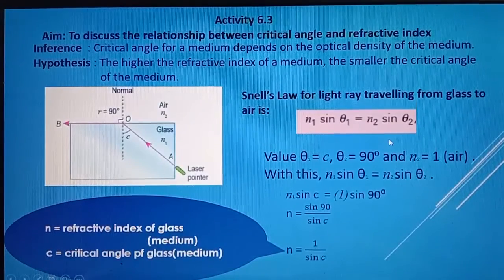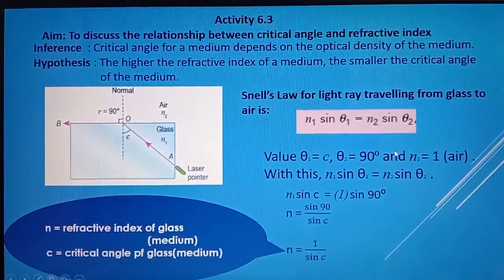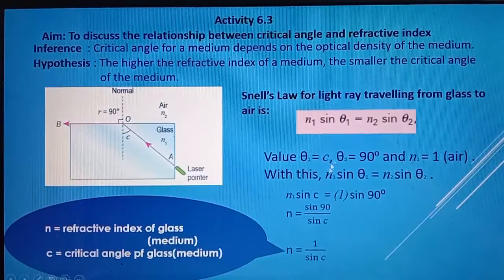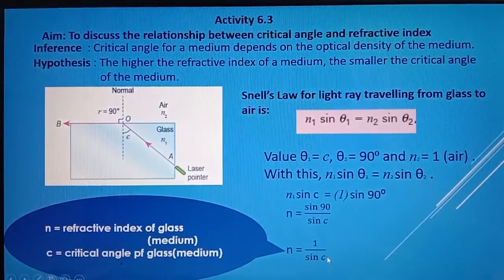Okay, so we just substitute all the values. Theta 1 equals C. Theta 2 equals 90. N2 equals 1. So by substituting all the values, you get N1 sine C equals 1 sine 90. So you get N equals sine 90 divided by sine C. Thus we get N equals 1 over sine C.